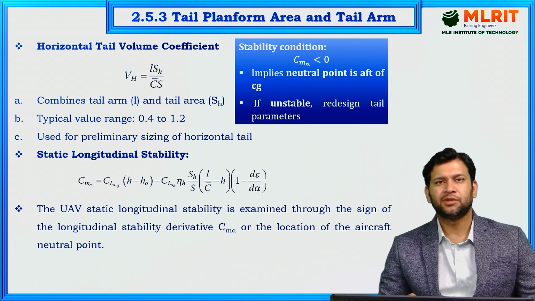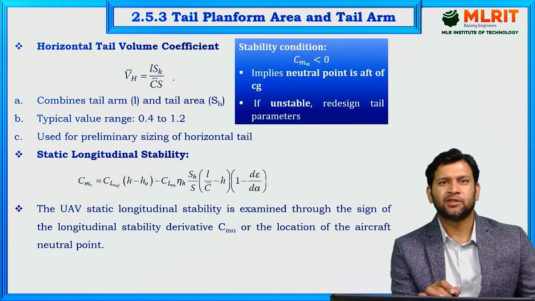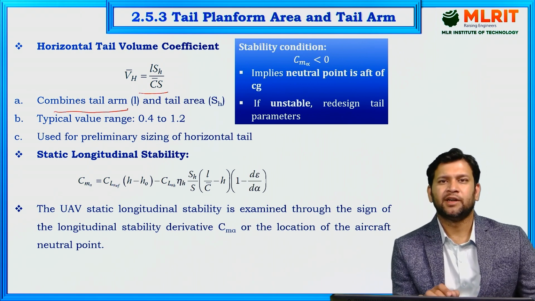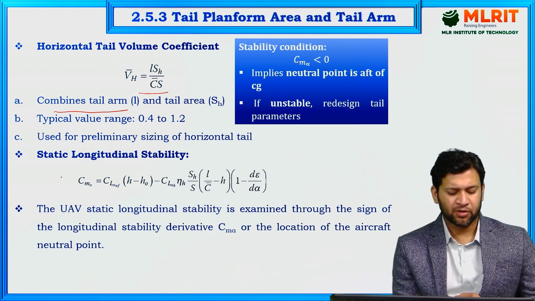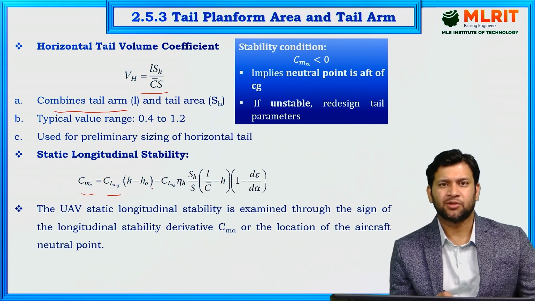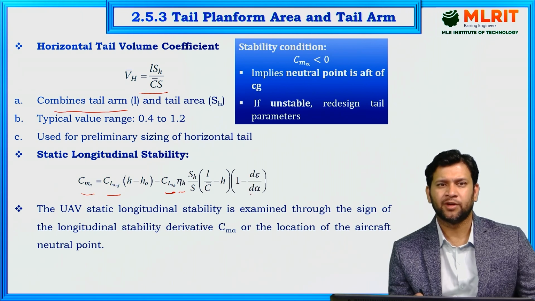Horizontal tail volume coefficient VH equals L times SH by CS, which combines tail arm and tail area, and its typical range is between 0.4 to 1.2. It is used for preliminary sizing of the horizontal tail. The static longitudinal equation is Cm alpha equals CL alpha W (H minus H0) minus CL alpha H eta H into SH by S, which is L by C, minus H into (1 minus d epsilon by d alpha).